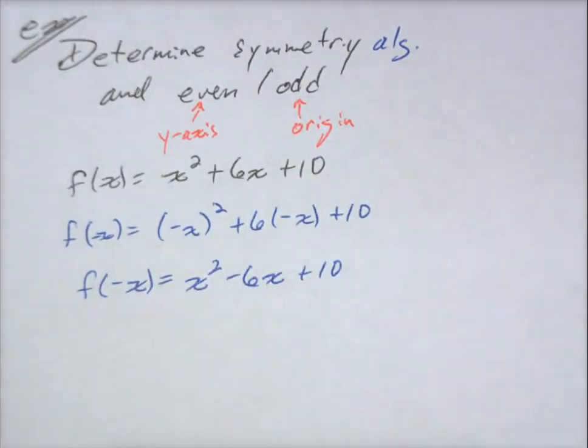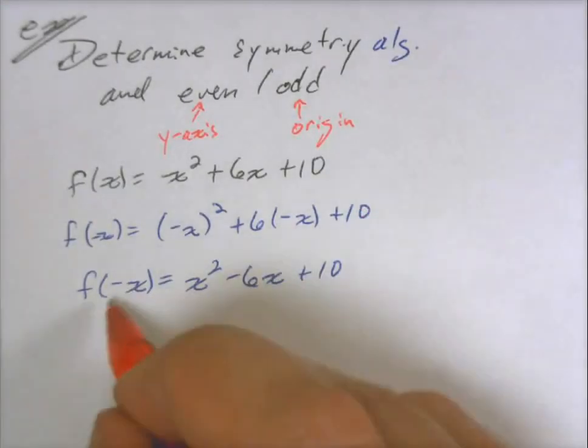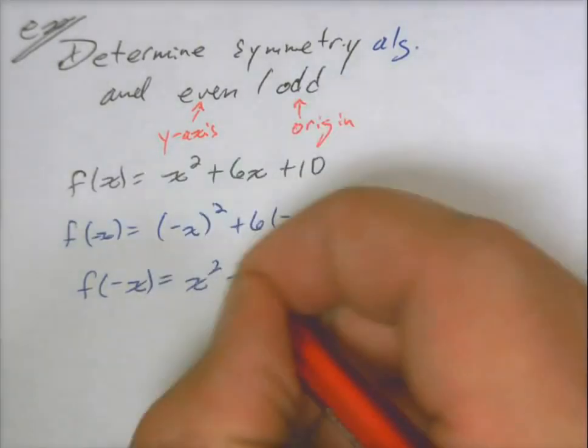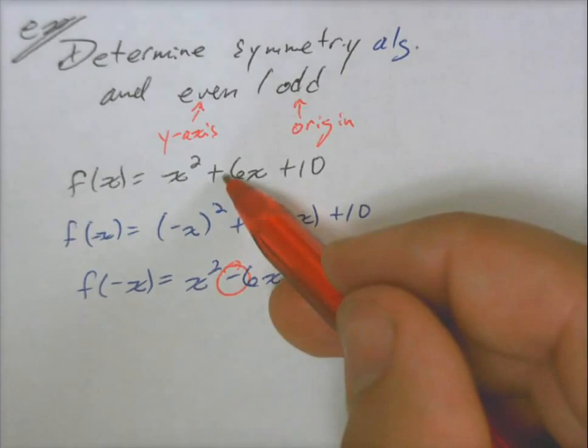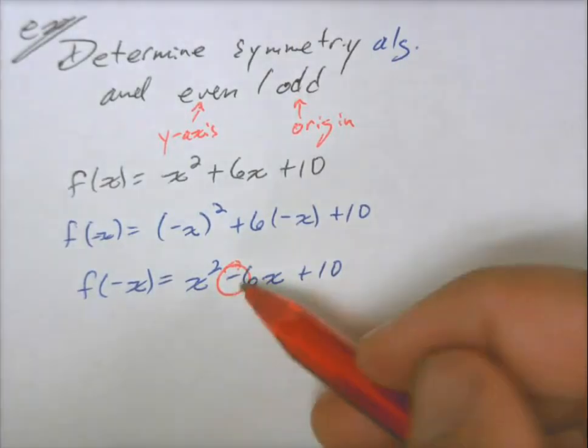Now, the question you have to ask yourself is this the exact same function that we had at the beginning? Does f of negative x equal f of x? Well, no, because this sign is different. Up in my original function, it is plus 6x. Down in my new function, when I plugged in negative x, it is minus 6x.